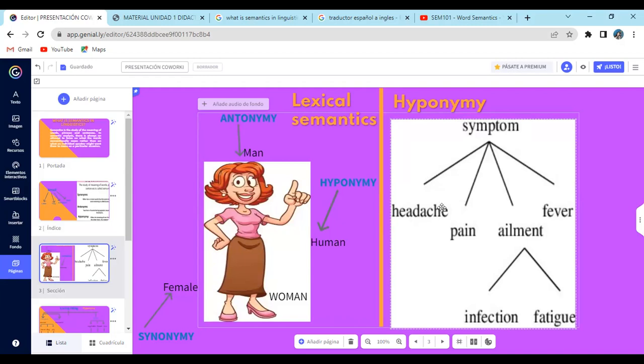If you investigate, the meaning is closely related to the word symptom, because we are describing the word symptom, and this word has a relationship with all these words.